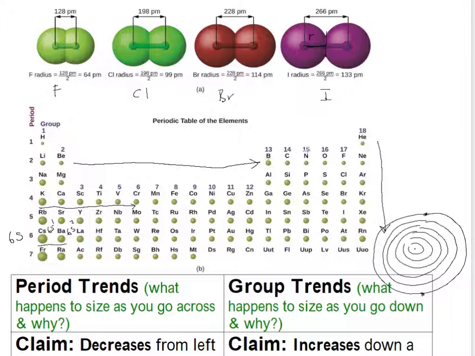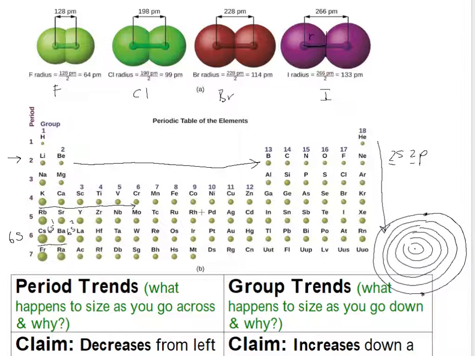So as you go to the right, you're adding electrons to the same energy level. And for period 2, right here, we're adding to the 2s and then the 2p energy level, and this is the second energy level. It's going to be the same distance from the nucleus. So we're not adding any energy levels. We're adding electrons to the same energy level 2. But what's increasing greatly is the nuclear charge, how many protons are in the nucleus.